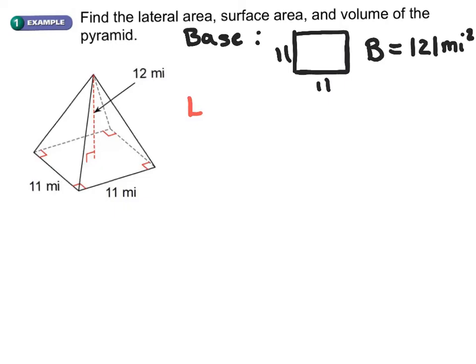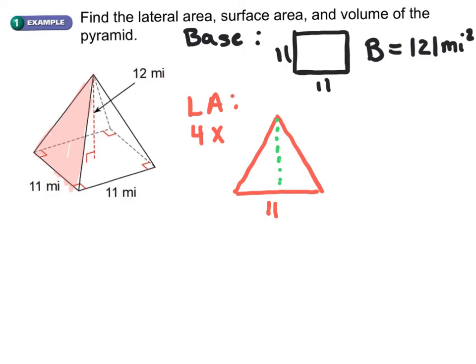The lateral area is the 4 triangles, so it's 4 times each of the lateral faces. You know that the base of each of these lateral faces, if I highlight one of them, I can tell looking at it that the base of this face has a length of 11. So I know that this length is 11. However, I don't know what this height is.